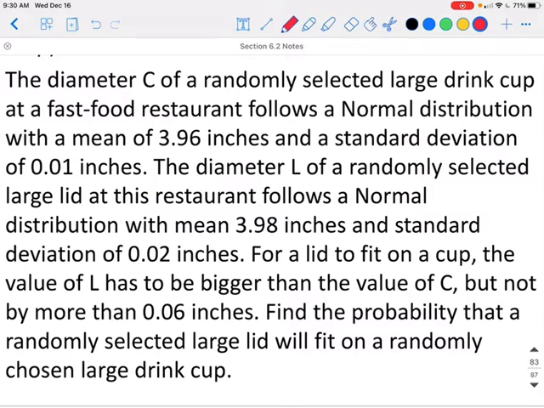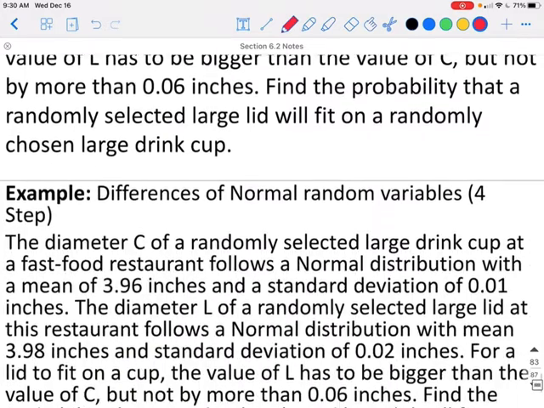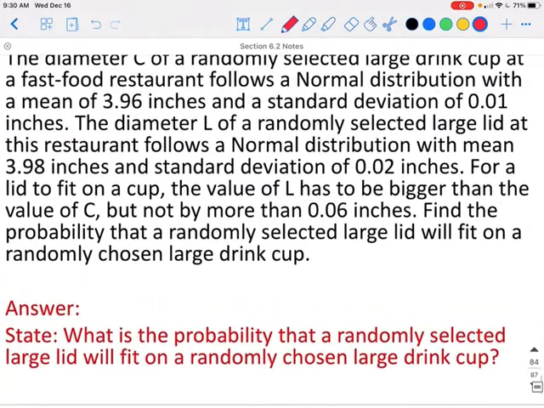So again, this is a 4-step problem. You're going to start with your state and determine what we're trying to solve. So for our state, what's the probability the randomly selected large lid will fit a randomly chosen large drink cup?